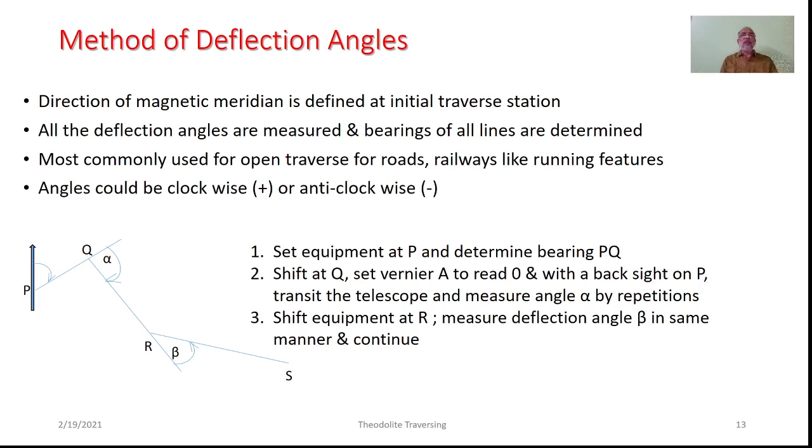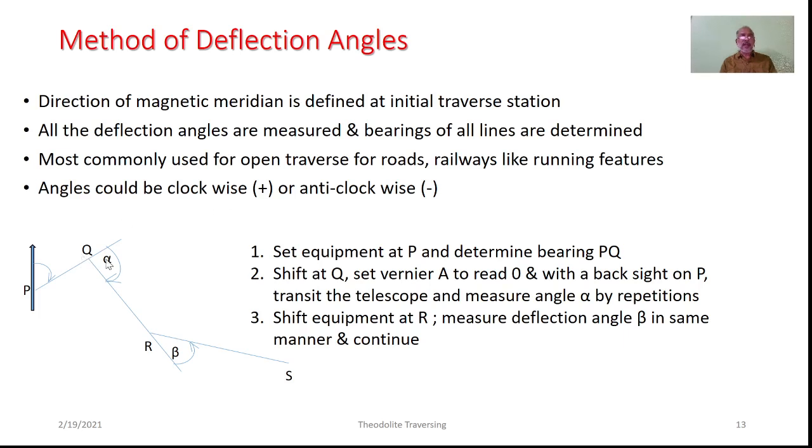Another method is the method of deflection angles. Here the direction of the magnetic meridian is defined at the initial traverse station, whereas all the deflection angles are measured and the bearings of all lines are determined. The concept of angles to the right as well as deflection angles has already been discussed. Just for a brief revision, in order to measure the deflection of line QR, we take reference to its backward line, that is line PQ, and the angle through which it is deviated at the connecting point is expressed as the angle of deflection.